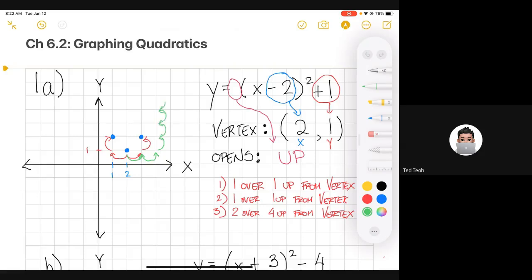Okay, when you're graphing your parabolas, you don't need to draw all these arrows that I'm drawing. You don't need to write all these steps in red here that I did on the bottom right. All right, you just kind of count from the vertex. Okay, and then the last step, I'm going to do the same thing. I'm going to go 2 over and 4 up from the vertex, but this time I'm going to the other side.